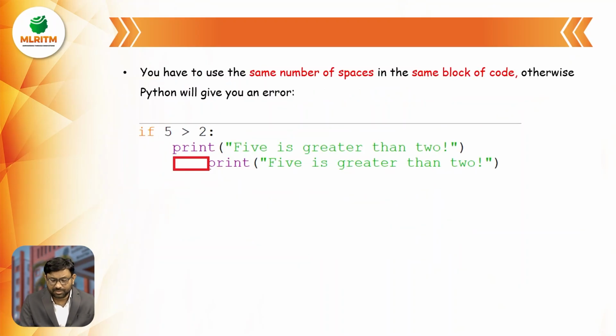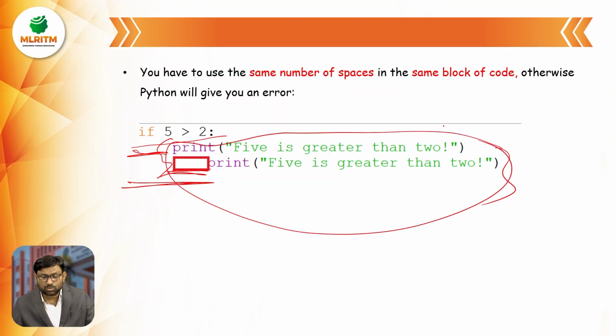Okay. If you check here, if 5 is greater than 2, print 5 is greater than 2. And here I am giving another space, print 5 is greater than 2. So in this block of code, I have mentioned indentation with different spacing. Here spacing is different, here spacing is different. These two statements are under one conditional statement. So if the indentation is different within a single conditional statement, then you will get the error.